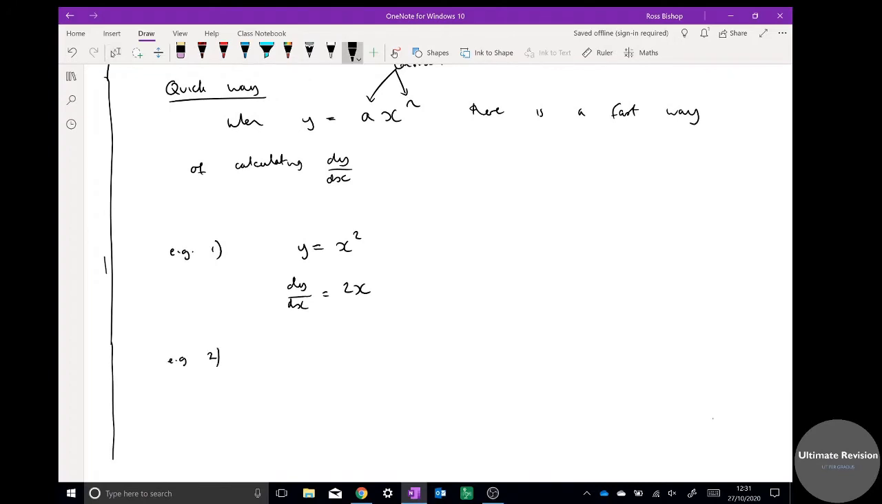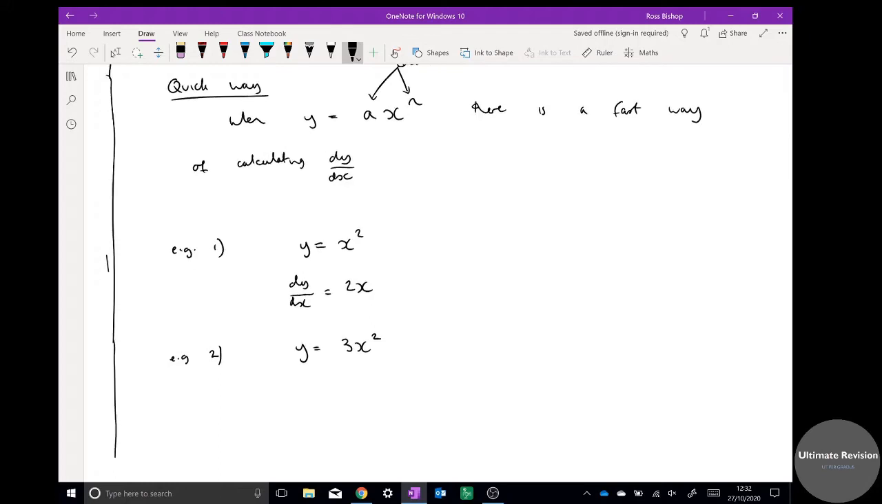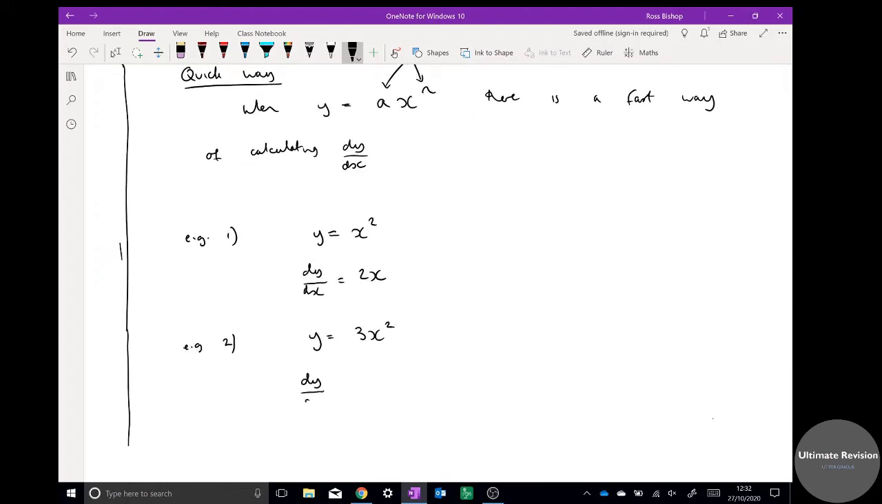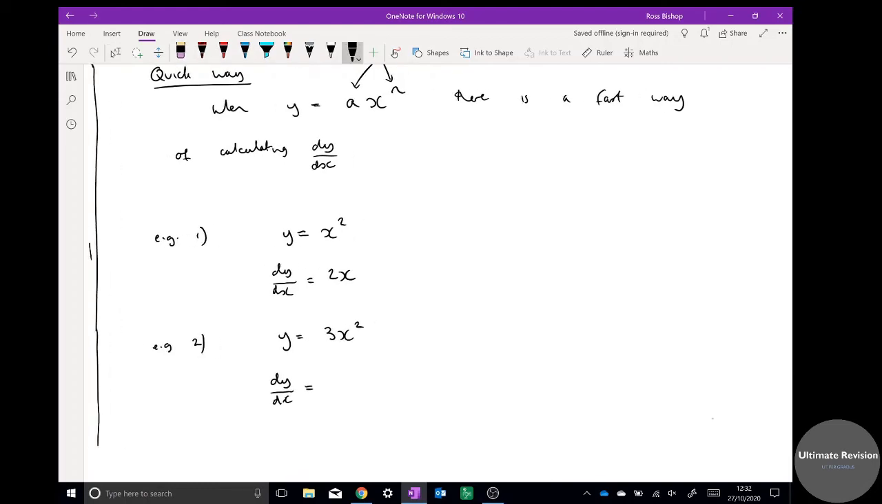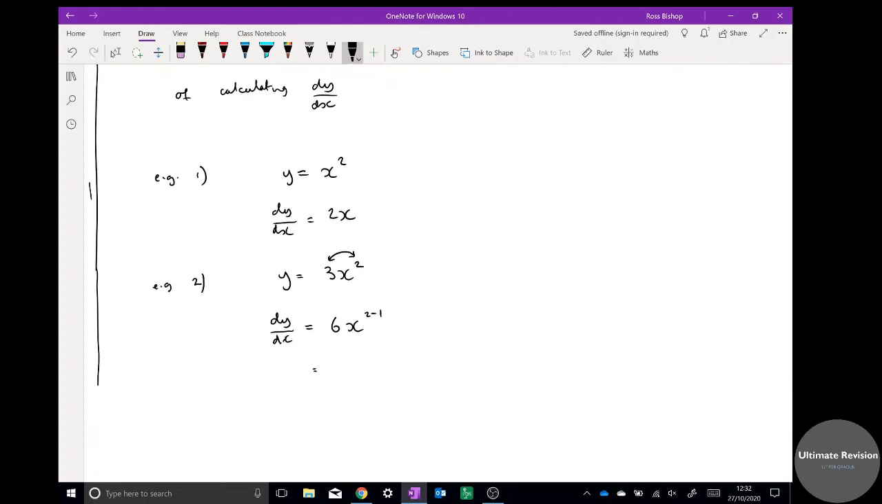Example 2: if y equals 3x squared. Now, you could try this using the technique above. That's what we call differentiation from first principles. But you will find that if you do that, what you do is multiply the power by any number in front, so in this case 6, and you reduce the power by 1. So 2 minus 1. So the actual answer is going to be 6x.